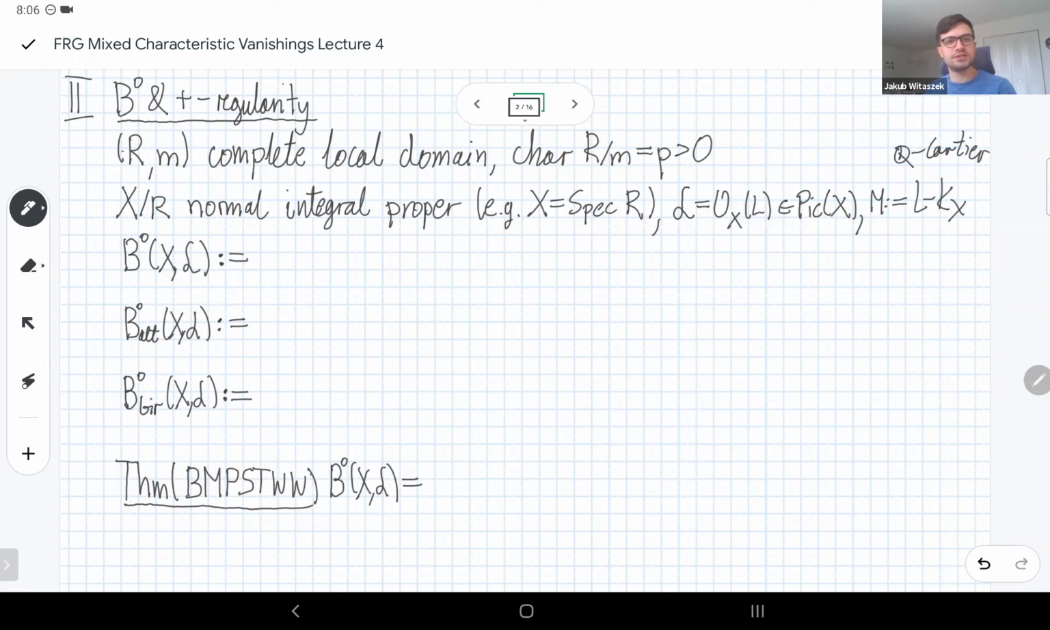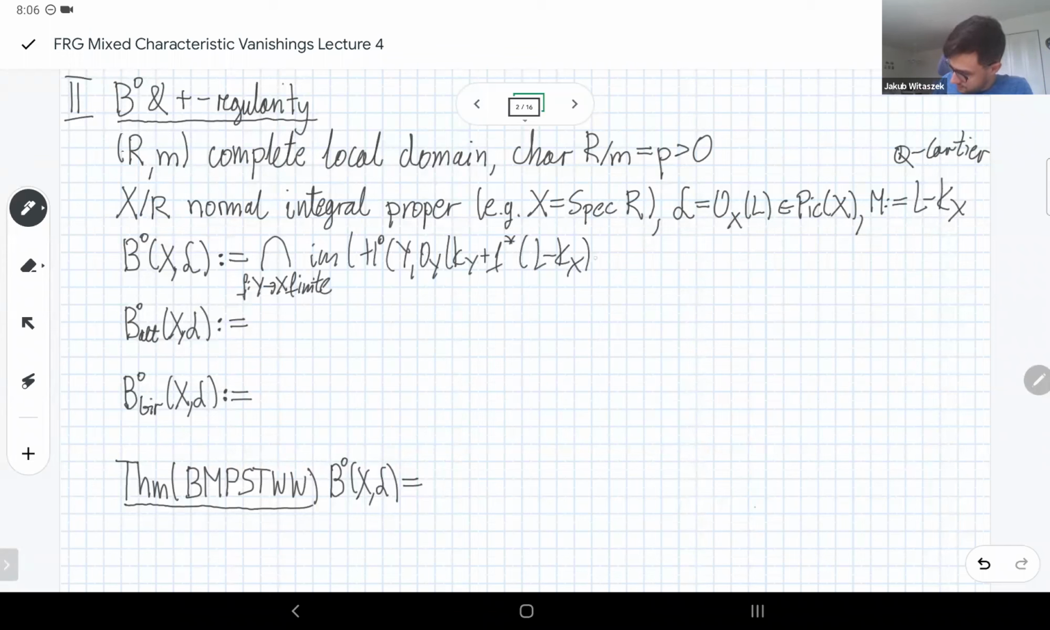Okay, now I'm going to define this set of sections B^0, which should behave as if Kodaira vanishing was true for them. So I'm going to take an intersection over all finite covers Y of the image of H^0(Y, O_Y(K_Y plus the pullback of L minus K_X)) inside H^0(X, L).